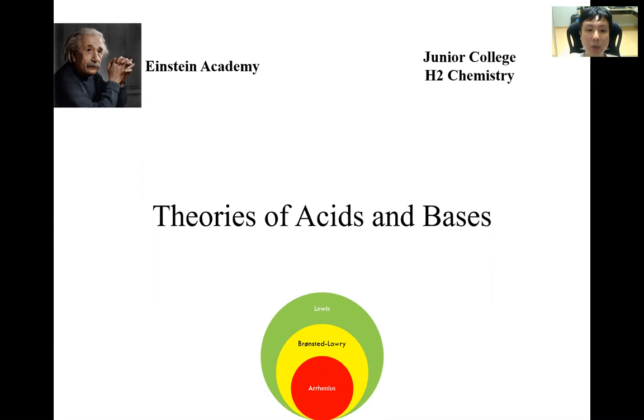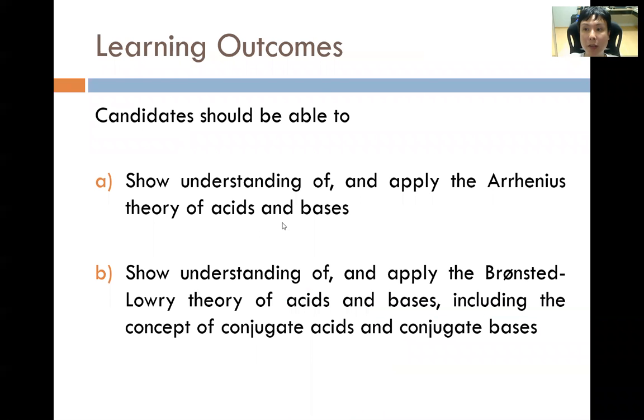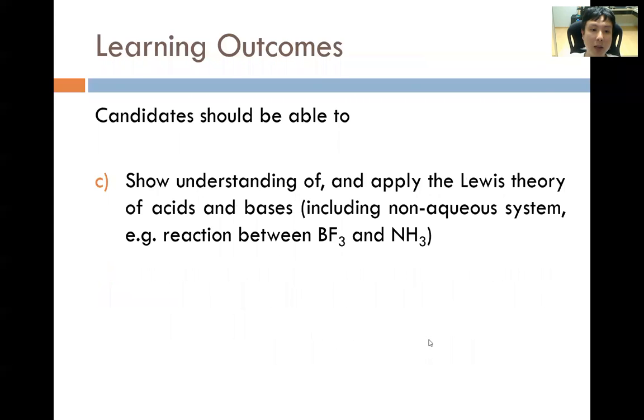In this video, we'll be looking at some past year A-level questions which test on this topic of the theories of acids and bases from the JC H2 chemistry syllabus. As a recap, these are the three learning outcomes of this topic. To summarize, you should be able to state the Arrhenius definition of acids and bases, the Bronsted-Lowry definition of acids and bases, including the concept of conjugate acids and conjugate bases, as well as to be able to state and apply the Lewis definition of acids and bases.